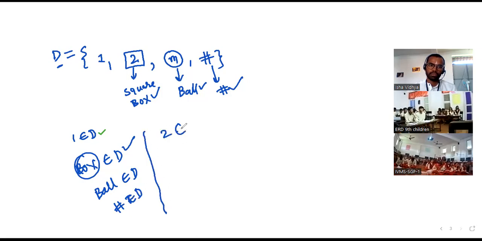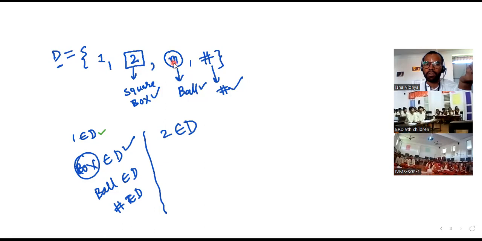Now answer this question. 2 belongs to D. Can you see 2 in the set D? Is 2 there or not? Yes or no? No, there is no 2. That's my intention. Whenever you see this, you make sure that there is a box with a 2. I can say that, but 2 does not belong to D. If I say there is a ball, and on the ball there is an M, so there is a ball, that's it. On the ball, what is written, I don't care.